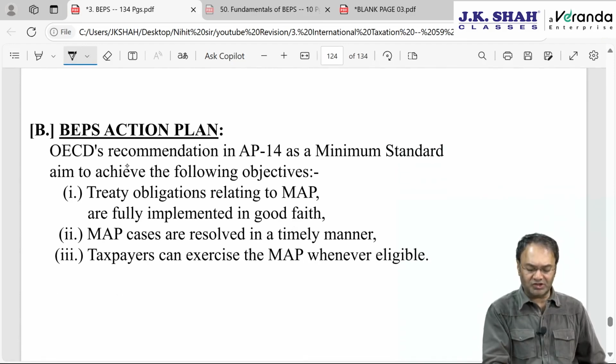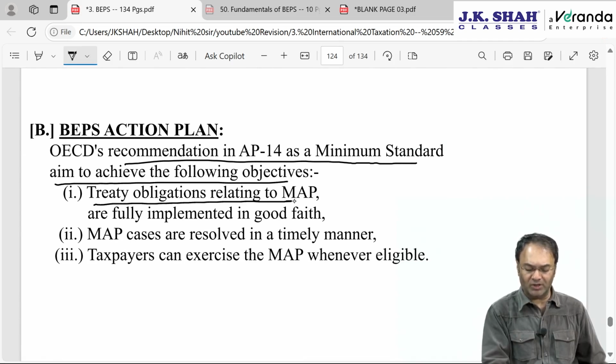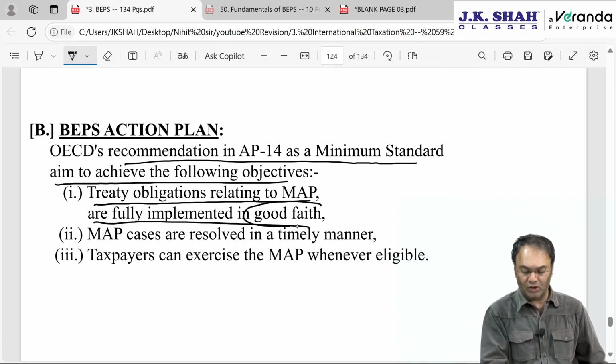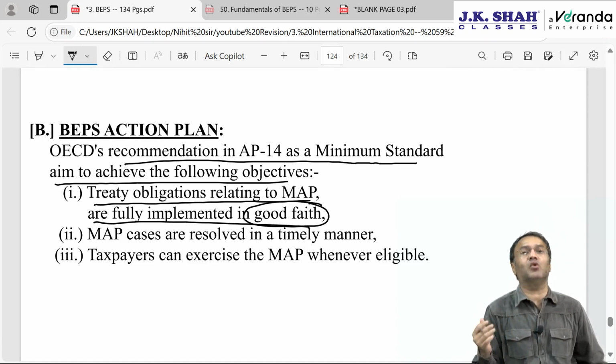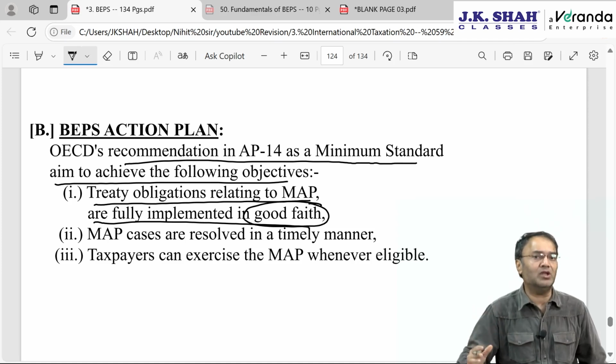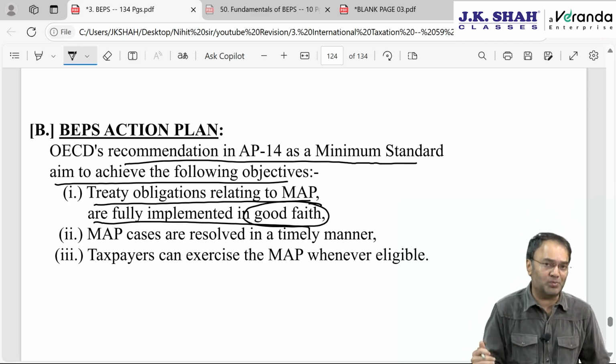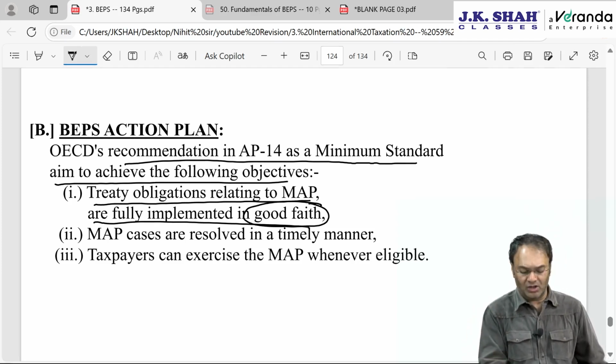BEPS Action Plan 14, OECD's recommendation, which is a minimum standard, aims to achieve the following objectives. Treaty obligations relating to MAP should be fully implemented in good faith. Good faith as in no punitive action. Countries themselves have to understand and realize their own responsibility. If they have not been doing it so far, then they need to introspect and start doing it now. MAP cases are to be resolved in a timely manner. This is the most important suggestion of OECD.